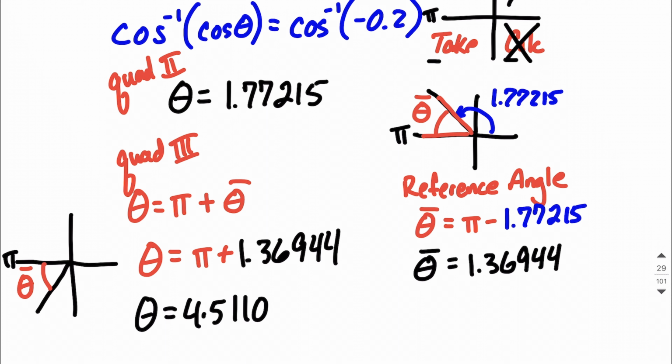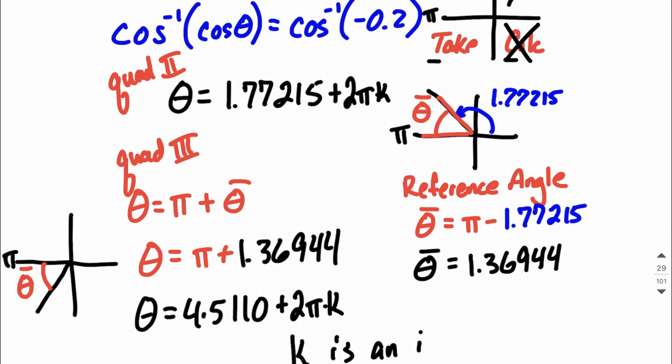However, we haven't quite represented all of the possible solutions. We found them the first time around the circle, between 0 and 2 pi, but we haven't found the general solution. So to do that, to the end of each one of these, we're going to add the period of cosine, which is 2 pi, multiplied by some integer k. So plus 2 pi times some integer k. So k is an integer.